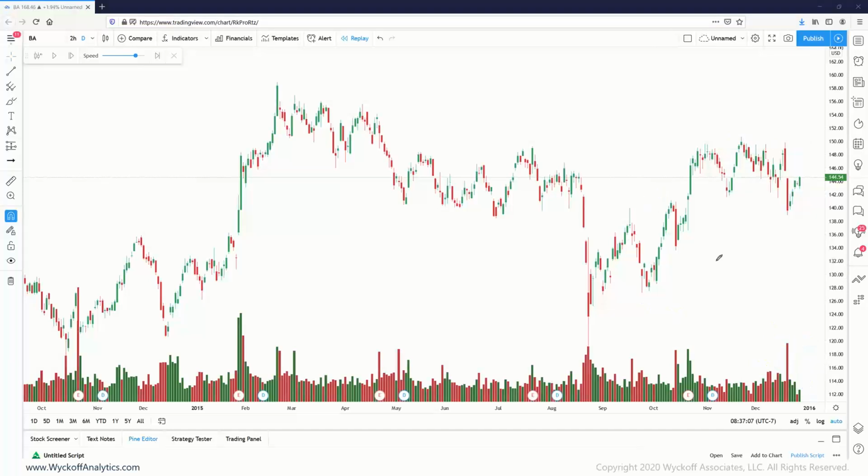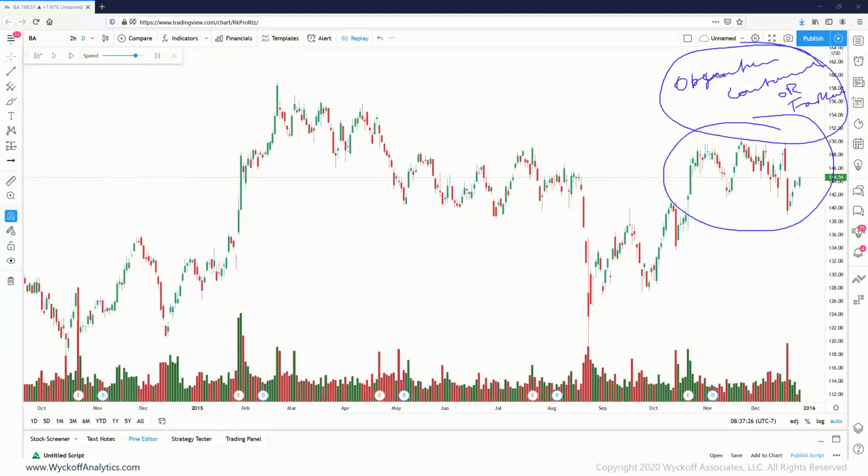Please remember what decision we have to make here. We have to make an observation on either continuation of the upward movement or a failure of this pattern. So this is what we're trying to solve here.